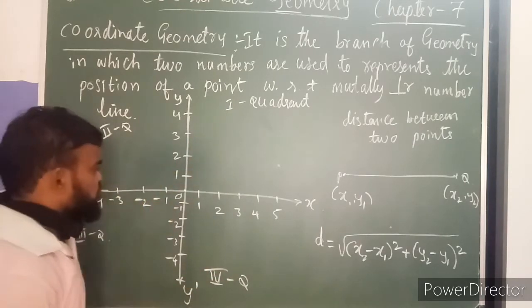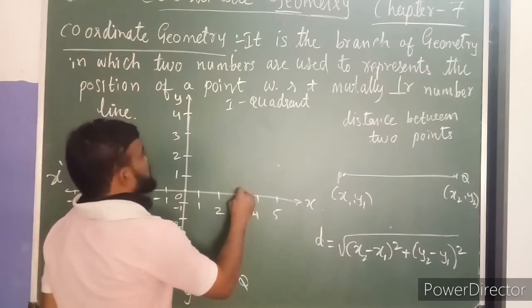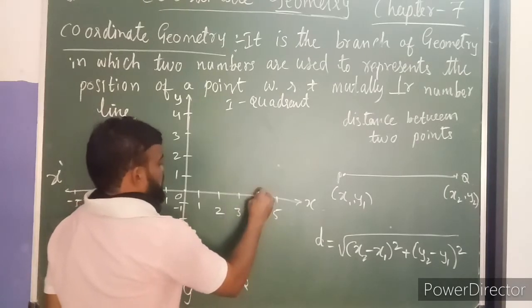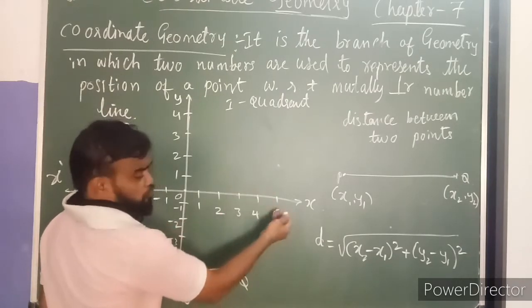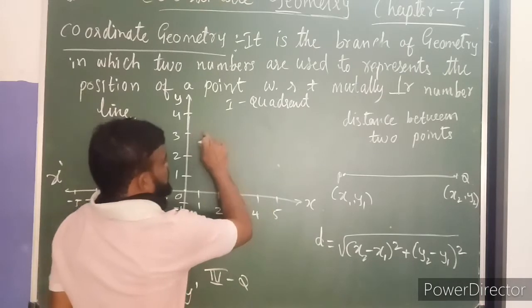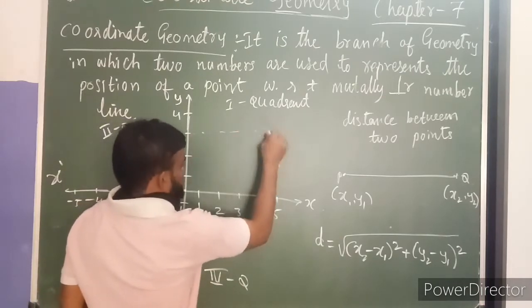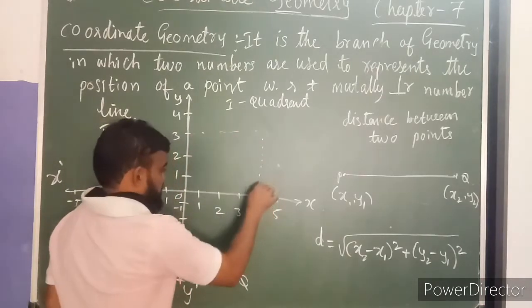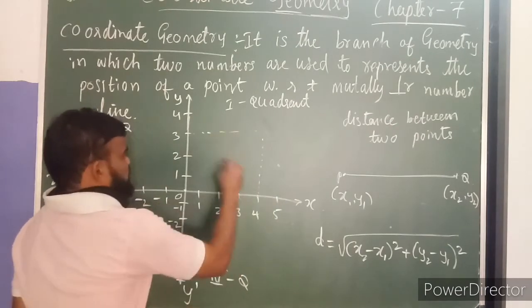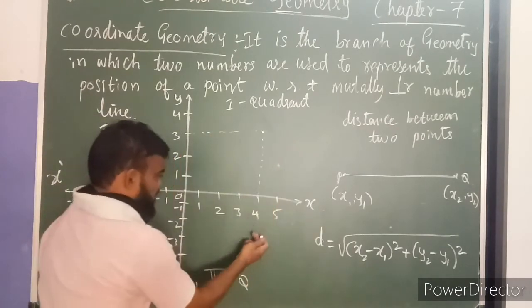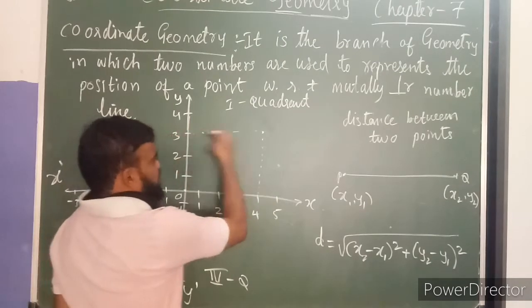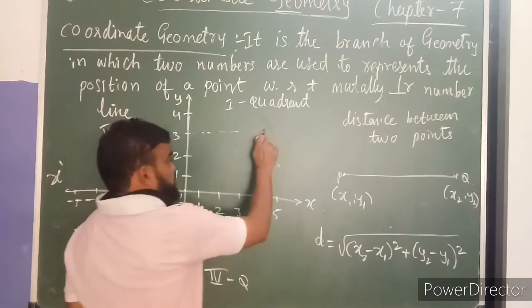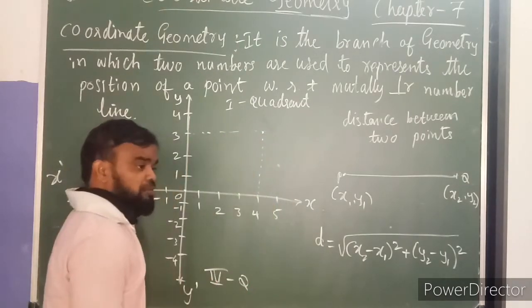Understood? So in the first quadrant I am taking the first number as 3 or maybe 4. I will take 4 up to the 3. This is the point with the dotted line. This point is 4 on the x-axis and 3 on the y-axis. That way we got the 2 points on the number line. This is the number line of the graphical method.